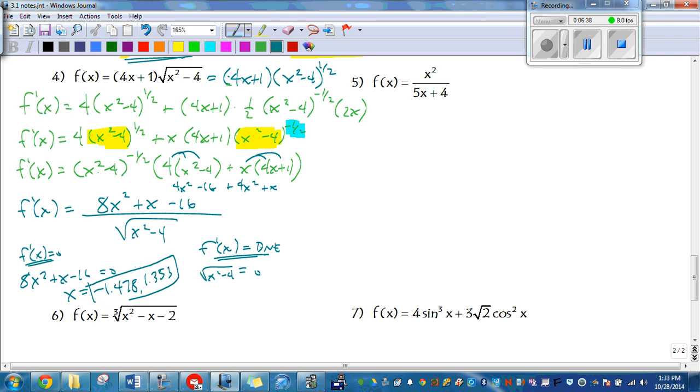Alright, so we get two different answers here. And then we want to figure out when is the derivative, or the denominator, equal to 0. So we can square both sides. x squared minus 4 equals 0. So we should be able to tell that one we're going to get positive or -2.